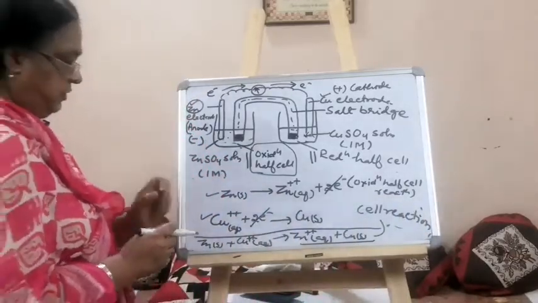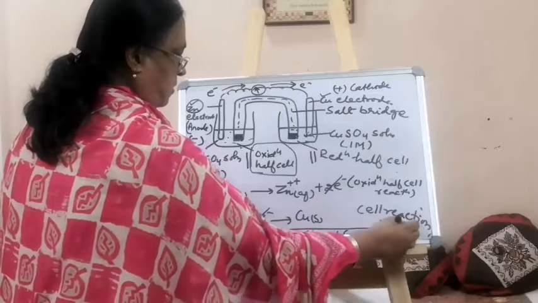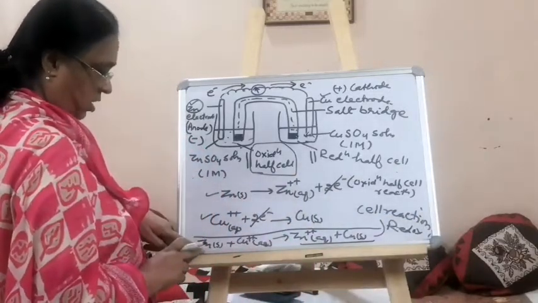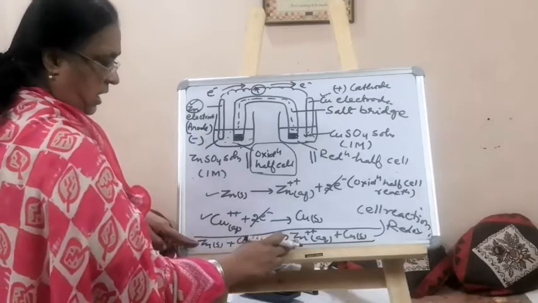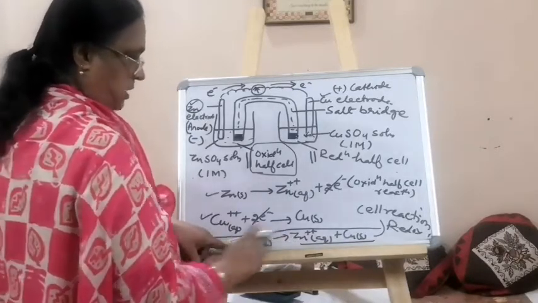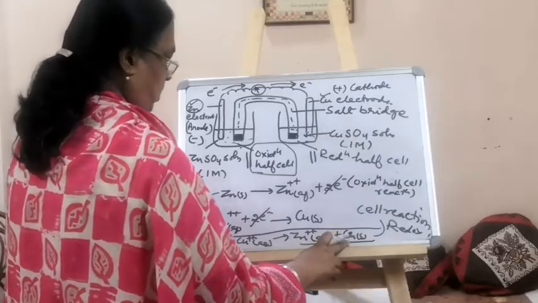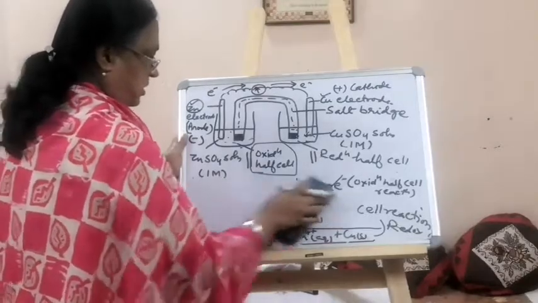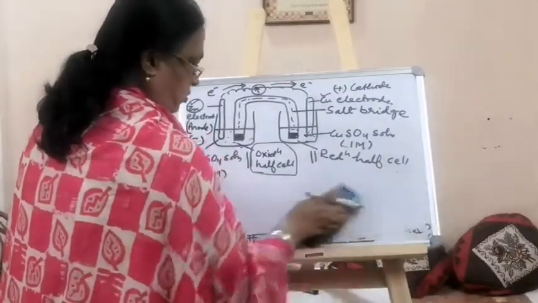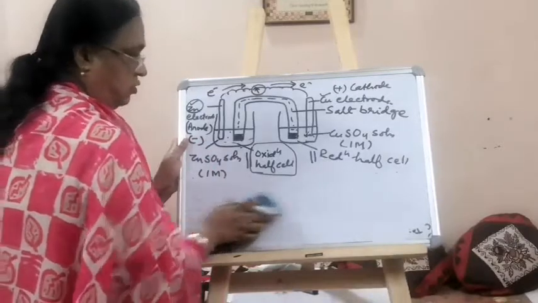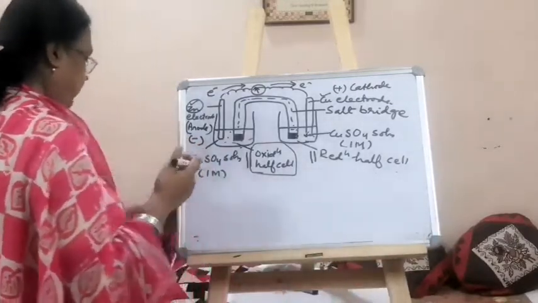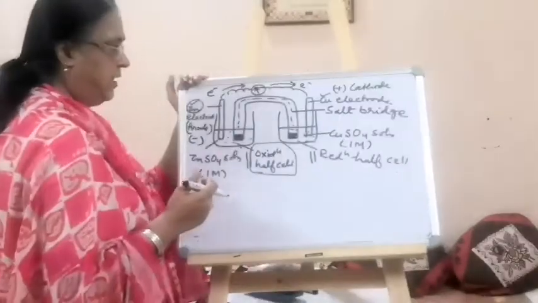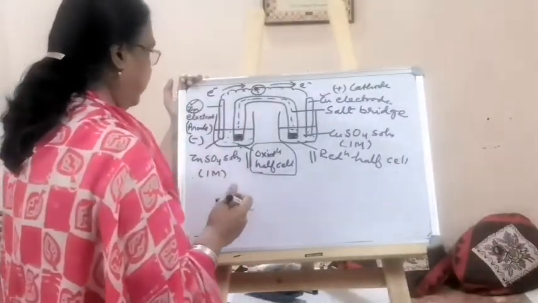So the cell reaction here is redox. Here this was oxidation, this is reduction, and this is redox. Zinc converted to zinc ion is oxidation, copper ion converted to copper solid is reduction. So it is a redox reaction. The cell reaction is very important to write. You should know how to write the half cell reactions, oxidation half cell, reduction half cell, and then the cell reaction finally.